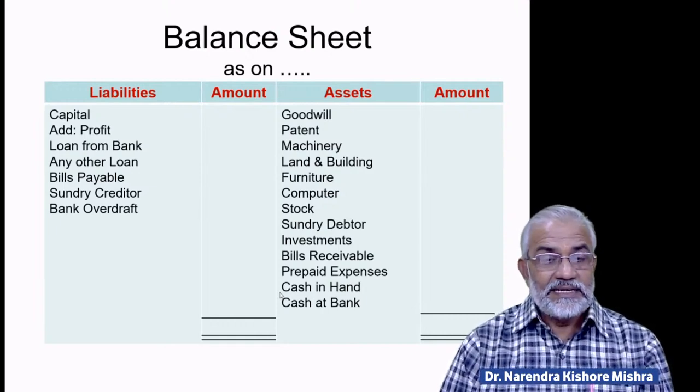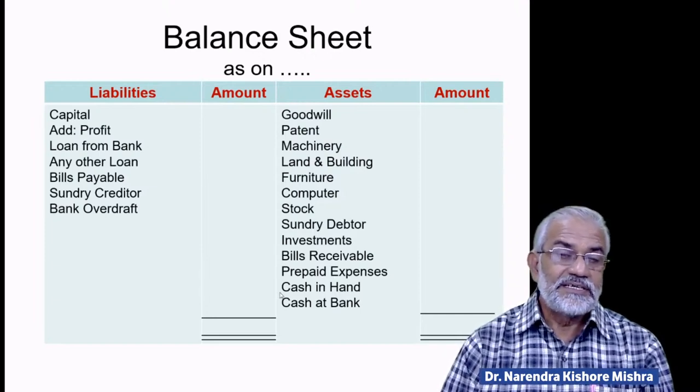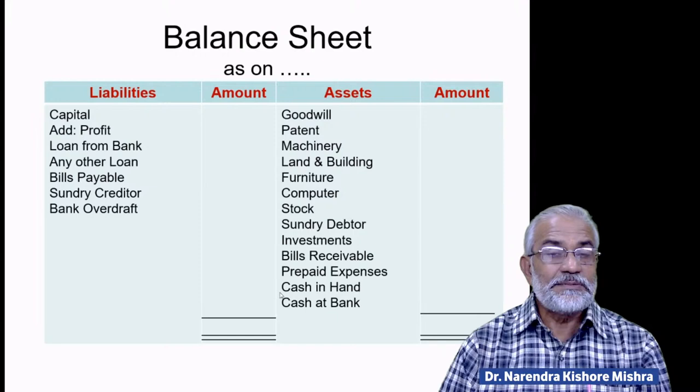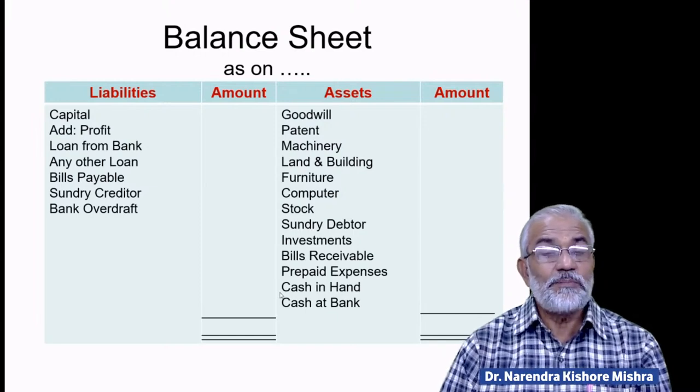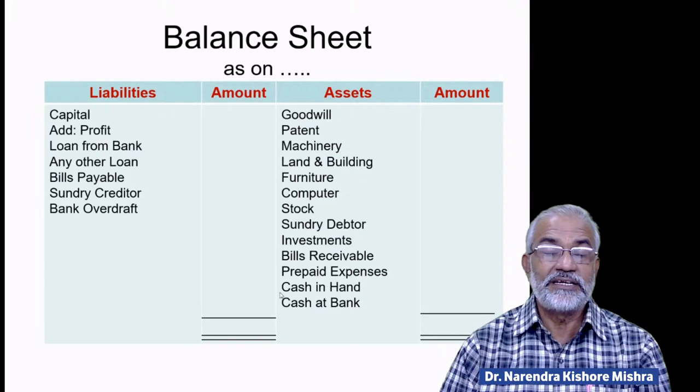Individually, he is a creditor, and the summation of all the creditors is called sundry creditors. Since that amount is payable by the organization to the parties from whom it is being purchased on credit, that is called a liability in the hands of the organization. So sundry creditors is shown on the liability side.